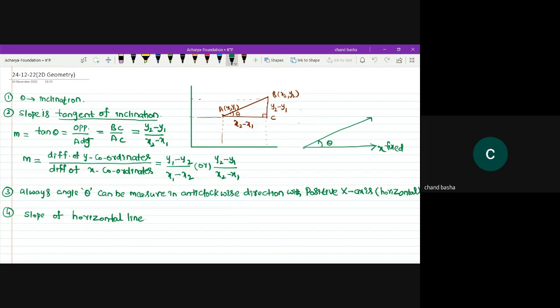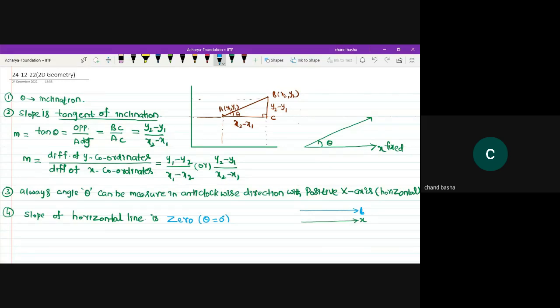And slope of horizontal line is, anyone? This is your X, and he has given one horizontal line. This is a line L. What is the slope of this horizontal line to X? 0, sir. Very good. Why is it 0? It does not make any angle. We don't have any angle between these two lines.